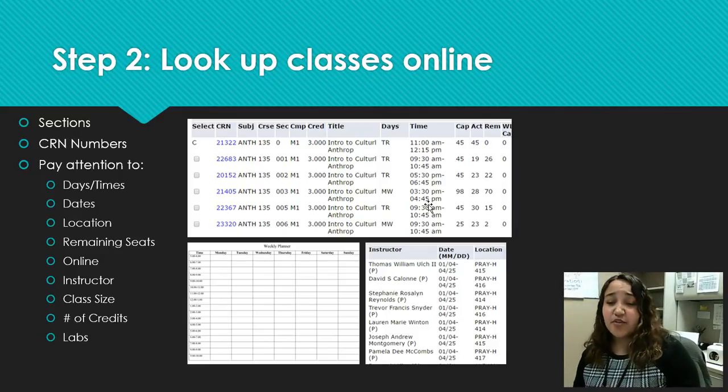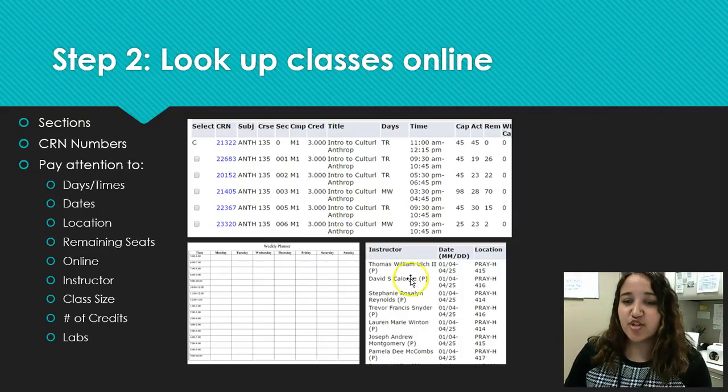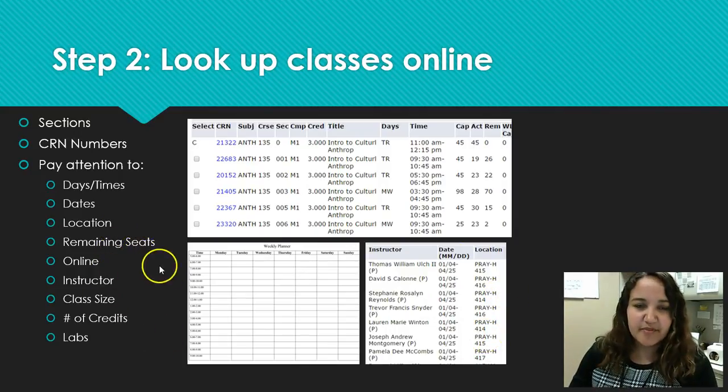But if your 5 o'clock class is in a completely different building, if it's across campus, if it's off campus, then that 15 minutes is likely not going to be enough time. So paying attention to the location, that's really important. And when we log in, we'll kind of look at some of those.